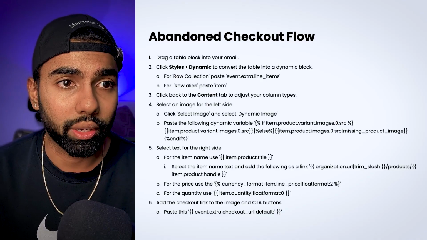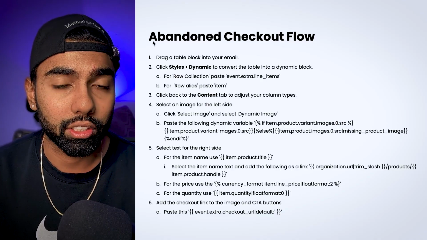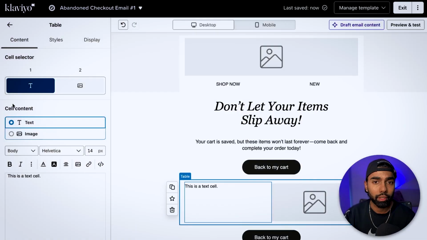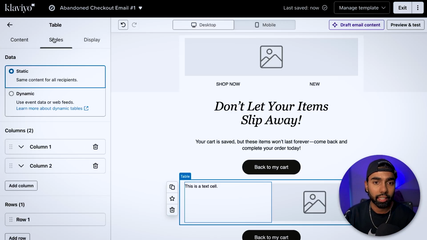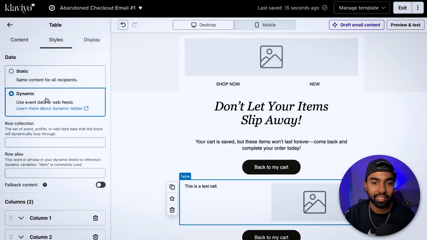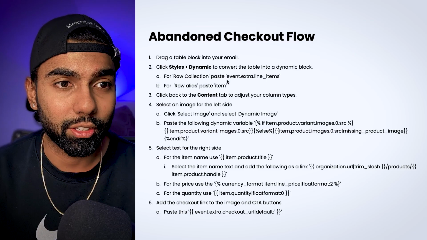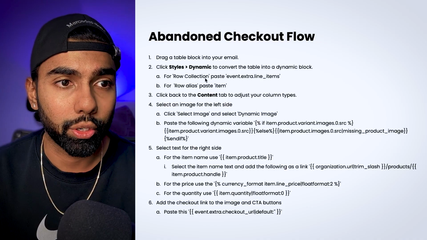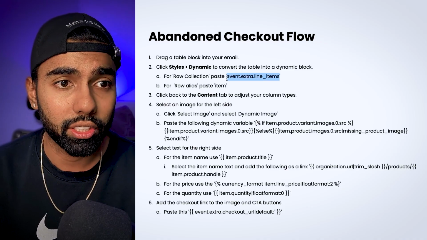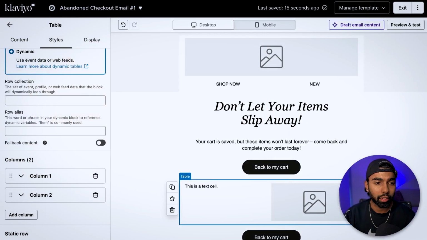The next step is we're going to go to styles and click dynamic to convert the table into a dynamic block. So I go to styles over here and I go to dynamic, and now it is a dynamic block. The next thing that I need to do is I need to paste these blocks of text for row collection and row alias. So I'm literally just going to copy this and I'm going to paste it in. So I'm going to go back to my Klaviyo, paste this, and over here it should be item, and that's it.